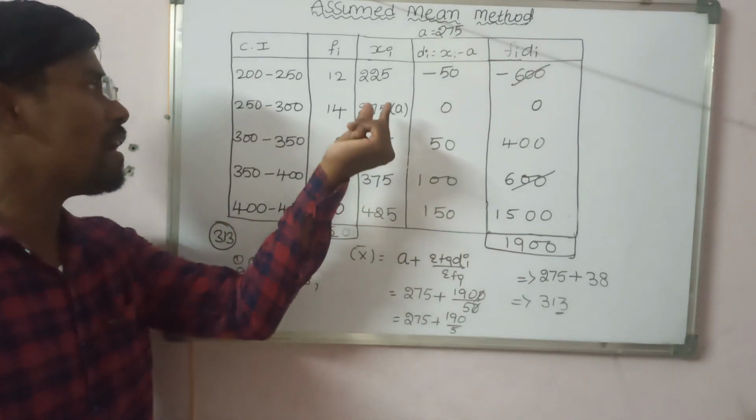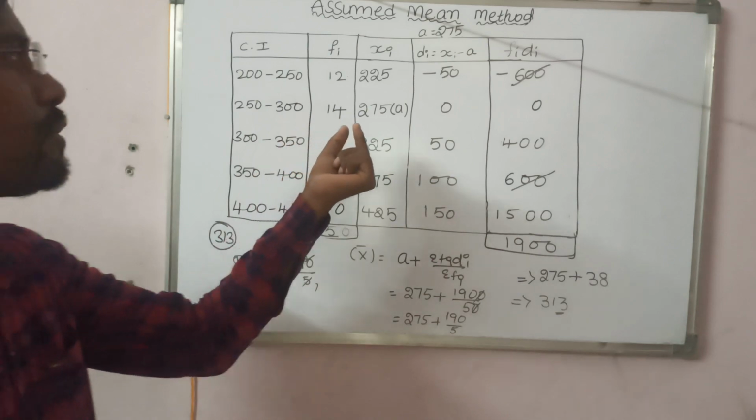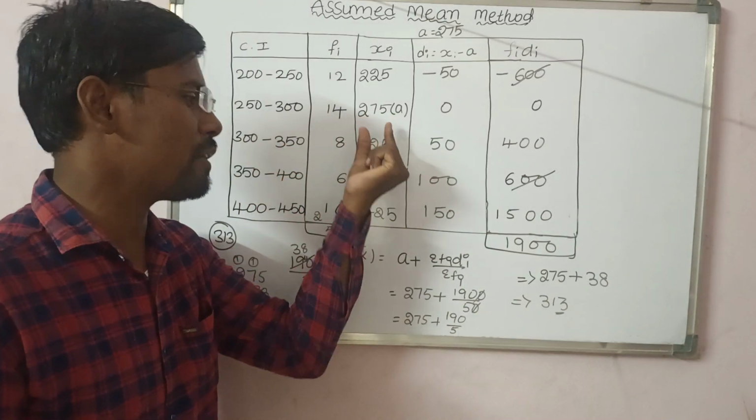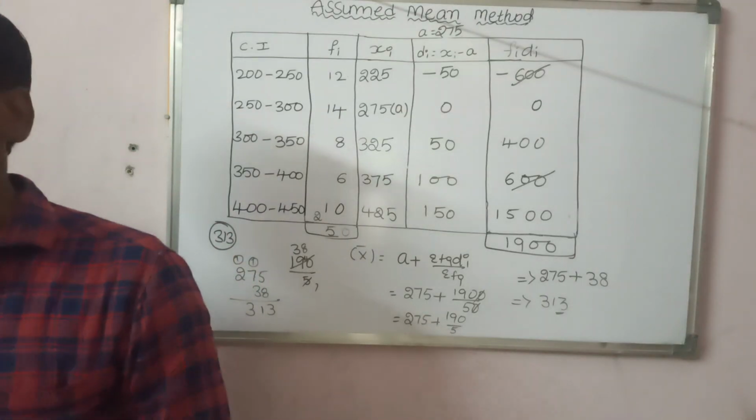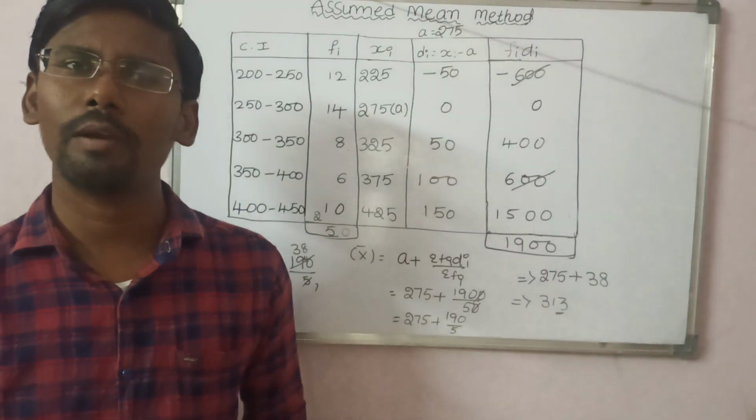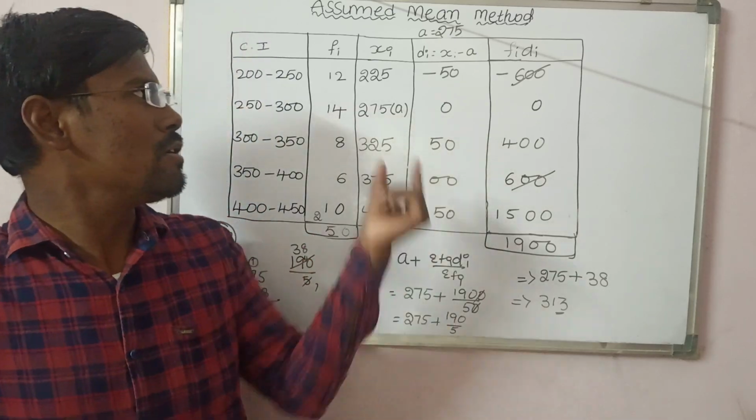First I took A value as 225, I got the answer 313 only. Then after I have taken A value as 275, then also I got 313 only. So no need to take only the middle value as A. We can assume anything from the mid values.